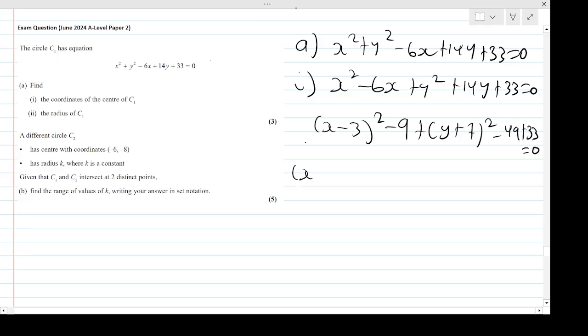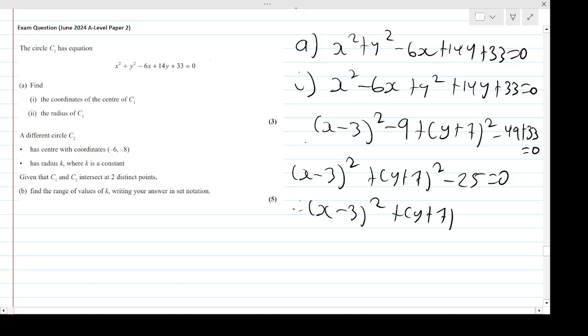Then we add the numbers: x minus 3 all squared, add y plus 7 all squared, then the numbers minus 9 minus 49 add 33 gets me minus 25, equals 0. Therefore, x minus 3 all squared plus y plus 7 all squared equals positive 25.